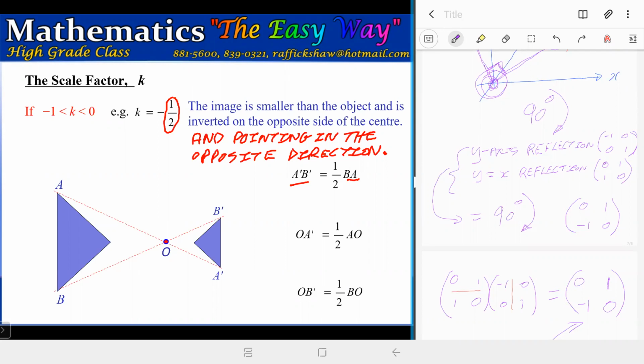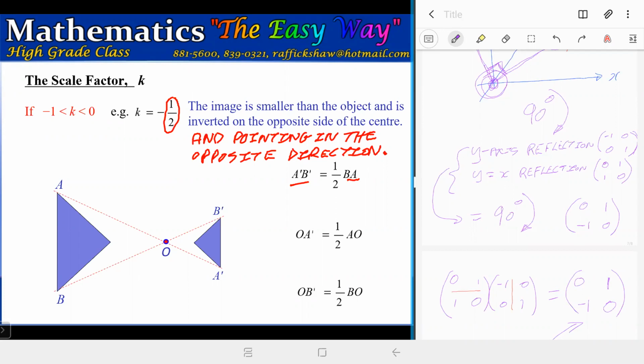I've seen them before ask you why is the scale factor positive. You tell them the same thing, because the object and the image are pointing in the same direction, and they are on the same side of the center. That's when the scale factor is positive. They will be pointing in the same direction, and both of them will be on the same side of the center. Either the two of them on the right side of the center, or the two of them on the left side of the center.